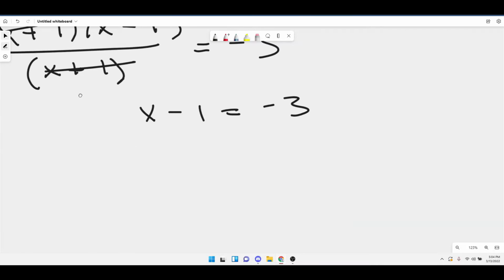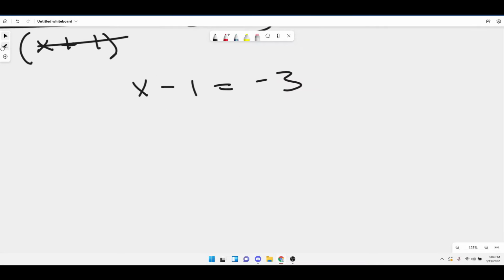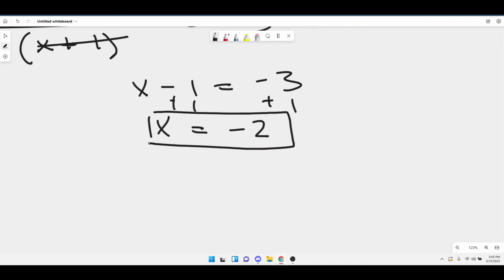We can then proceed to simply solve the equation normally. We'll add the 1 to both sides. x equals, what's negative 3 plus 1? We get negative 2. That's the answer to the question. So if it said find x, we'd get x equals negative 2.